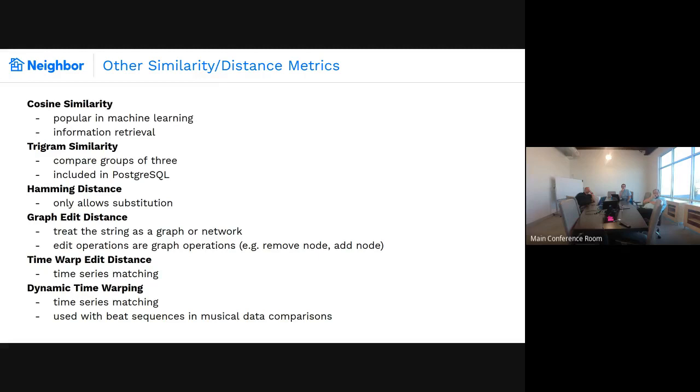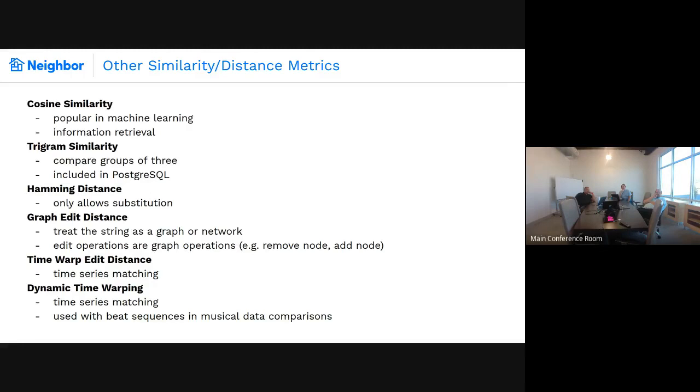Trigram similarity is actually in PostgreSQL. You can just do it off the cuff, but it takes groups of 3 from the word and compares those against each other. Hamming distance only allows substitution, which is kind of interesting, and I don't think makes as much sense for English, but people use it.